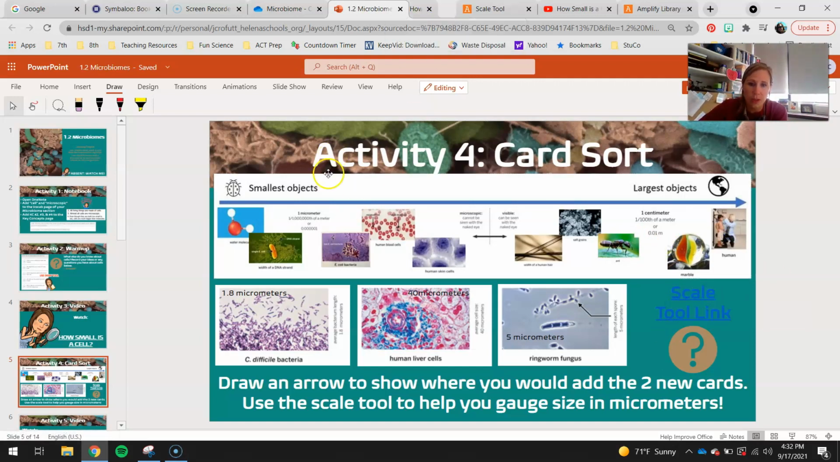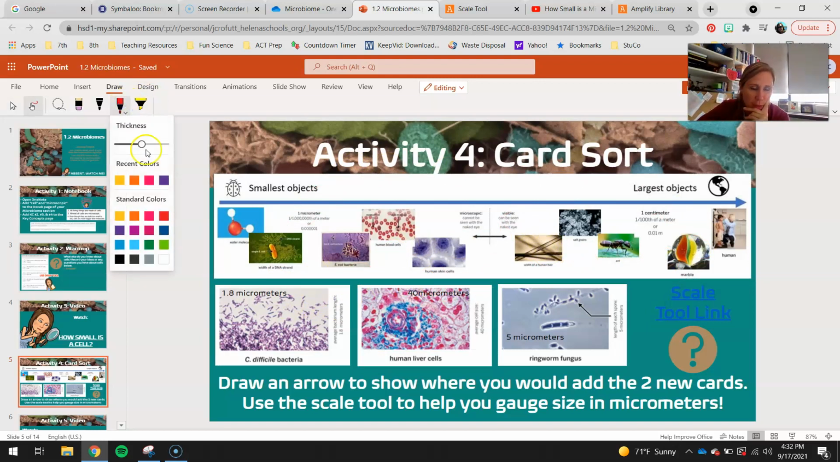So what you guys will do on this is, I have given you 3 more cards to try to figure out where they go in this little size line or timeline, however you want to look at it. You'll need the draw tool for this. You can do 3 different colors or however you want to do it. I'll do C. difficile for you guys. What I've included on this is a size of how big C. difficile is.